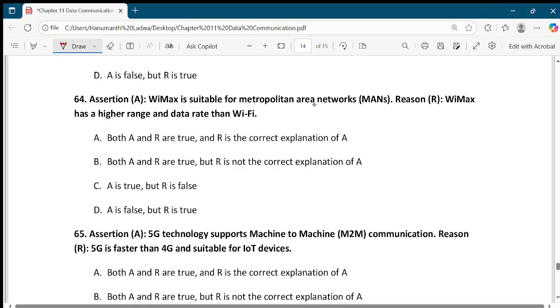Question number 64. Assertion A. WiMAX is suitable for metropolitan area networks, MANs. Yes, this is true. Reason R: WiMAX has a higher range and data rate than Wi-Fi. Yes, this is also true. Here, option A, both A and R are true, and R is the correct explanation of A is the right answer.